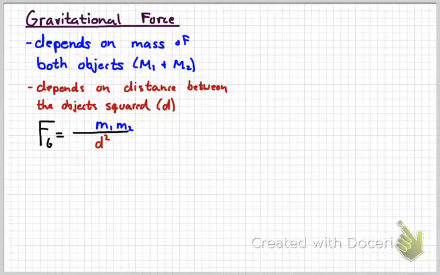Remember that it gets smaller when the distance gets bigger. So if you double the distance between two objects, you're going to cut the force of gravity between them by a fourth, because that 2 has got to get squared as well. So remember those two big ideas, and you should be able to answer any question on gravitation that you may encounter.